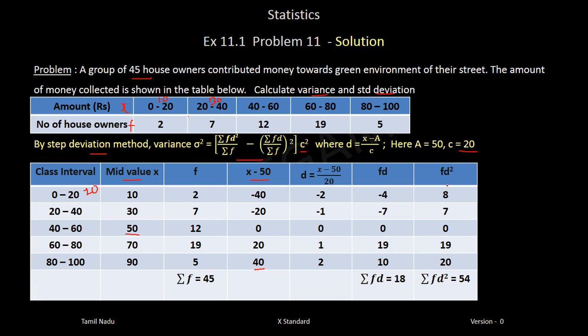Then sum up all the FD square, sum up all FDs, sum up all F. So we have all the 3 values. Look at the formula. We need FD square, yes, we know. Sigma F, yes, we know. Sigma FD, yes, we know. And C, yes, we know C is 20. So we have all the values for the calculation of variance, and from variance you can calculate the standard deviation, which is nothing but the square root of the variance.